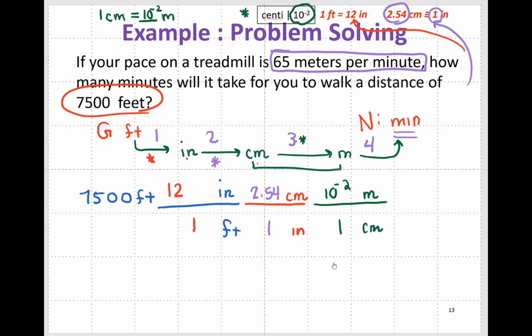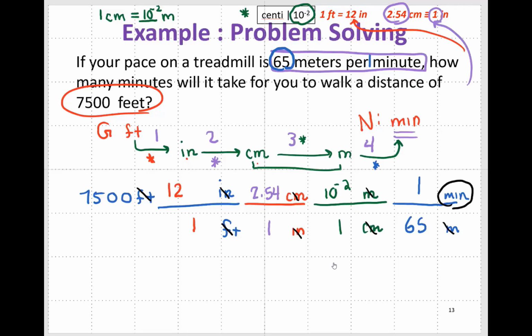And then in our final step, we're just going from meters to minutes, and we're going to use our problem-specific conversion factor. So meters is going on the bottom, so it cancels, and minutes goes on top. And then we just copy the numerical value, so we have 65 in front of meter, and an assumed 1 in front of minute. And that completes step 4. So now we can look that our units cancel. We have feet canceling, inches canceling, centimeters canceling, and meters canceling. And we're left with minutes, which is what we want.